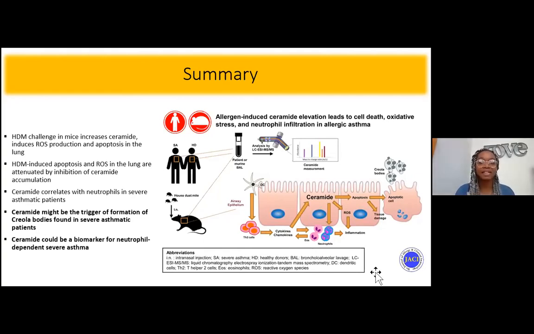And so ceramide may be the trigger for important biomarkers of severe asthma, such as Creola bodies, which are just aggregates of epithelial cells formed from excessive apoptosis, or neutrophil dominant inflammation.